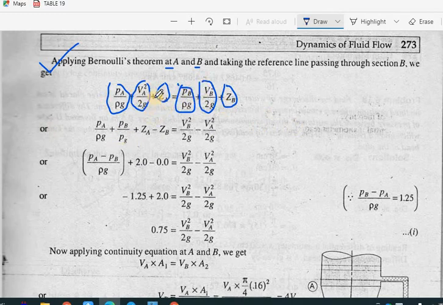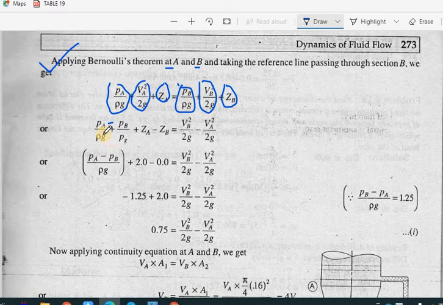So we are taking PA, plus PB. Sorry, I think this will be minus. This is wrongly printed over here. This will be minus, because we are taking it on the left hand side. So PA by rho g minus PB by rho g. ZA we are keeping, and we are taking this also on the left hand side. So ZA minus ZB equals what? VB square by 2g minus VA square by 2g.